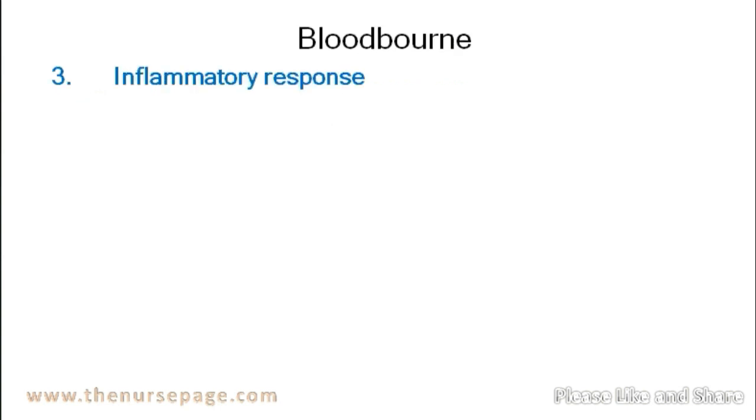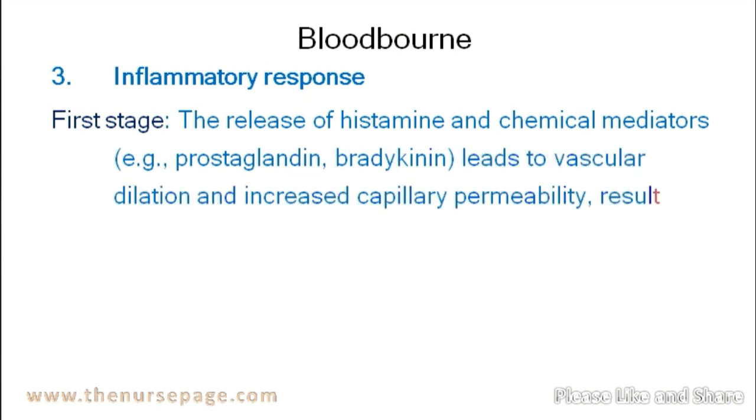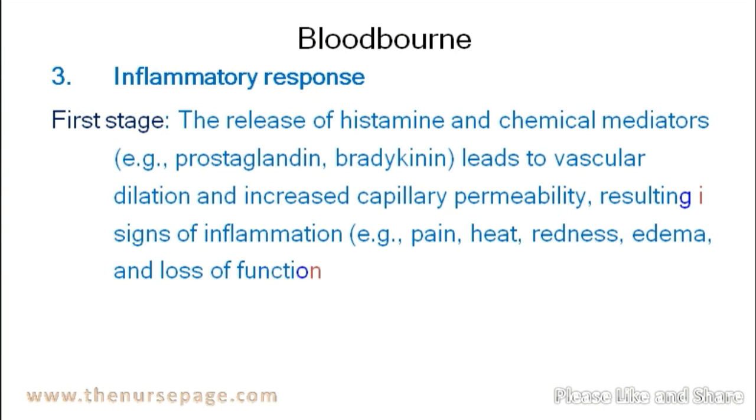Third one is inflammatory response. Inflammatory response is divided into 3 stages. First stage is the release of histamine and chemical mediators, that is prostaglandin and bradykinin, which leads to vascular dilation and increased capillary permeability, resulting in signs of inflammation. The signs of inflammation include pain, heat, redness, edema, and sometimes loss of function.